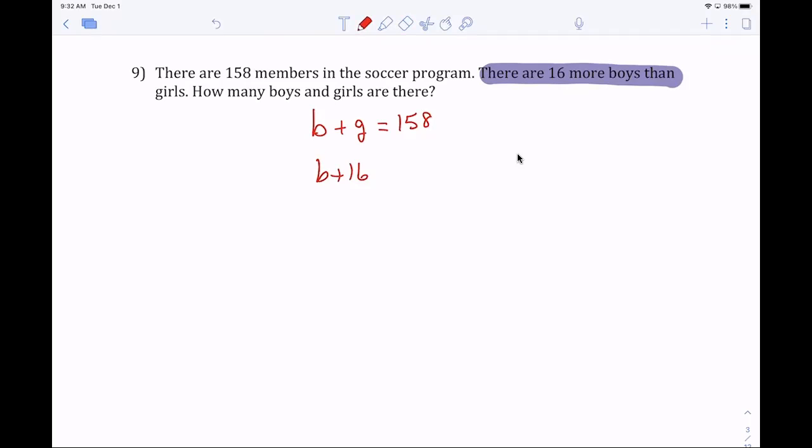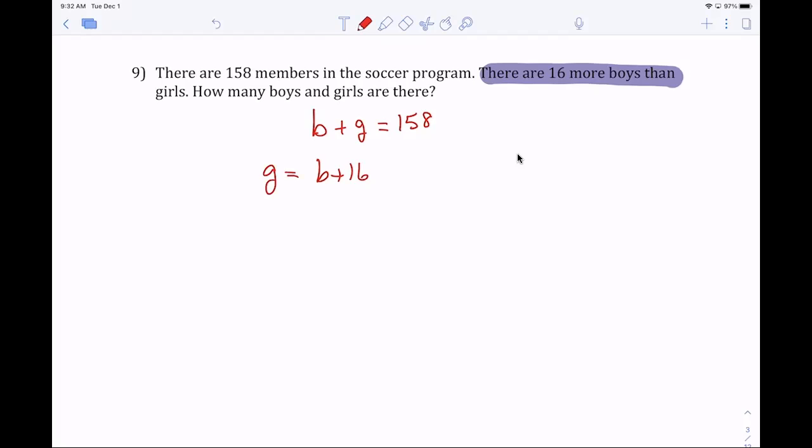Again, I can't teach you that either. You have to think about what I'm telling you. If I say G is equal to B plus 16, that means the number of boys, if you add 16, that's going to tell you the number of what? Girls, which means you're increasing the girls' population.